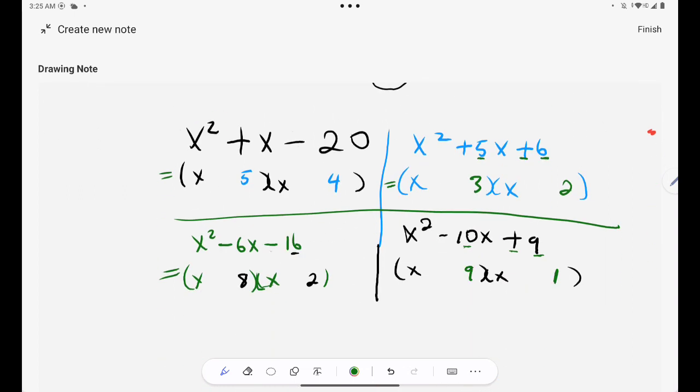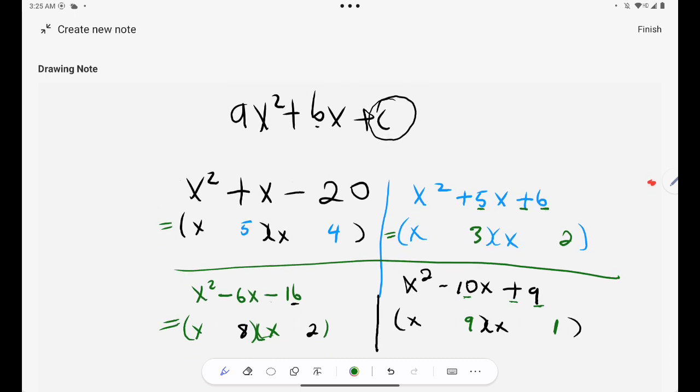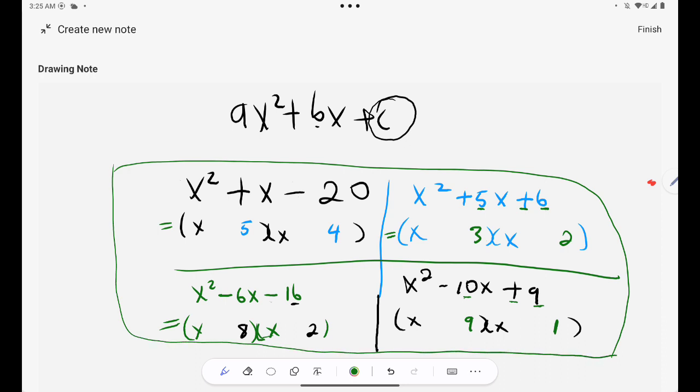9 and 1. Okay, but we cannot just leave our brackets empty like this, right? There must be signs inside these brackets. It can be minus and plus, or plus and a minus sign. All right, together. How do we know? Okay, here on number 1 and number 3, let me use red.